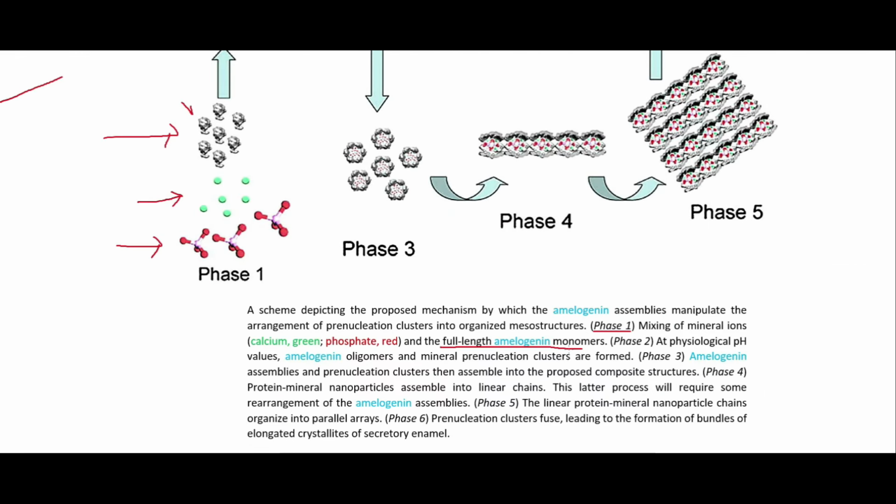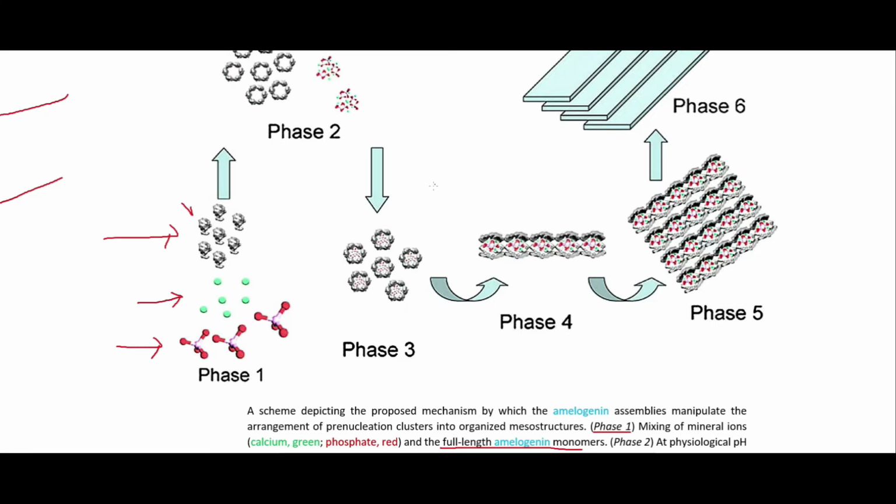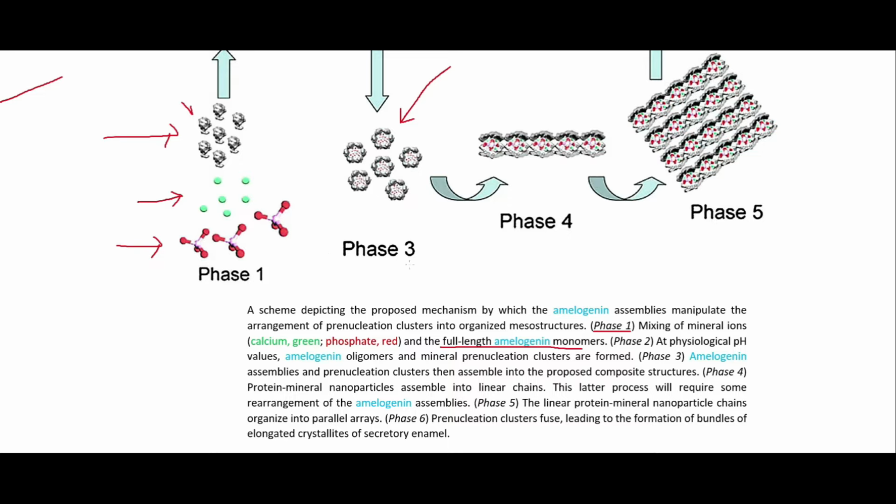And so in phase three, the amelogenin assemblies and pre-nucleation clusters then assemble into the proposed composite structures. So the calcium and phosphate is going inside those oligomers in phase three there. Then in phase four, protein mineral nanoparticles assemble into linear chains. So that's what's going on right here. This latter process will require some rearrangement of the amelogenin assemblies. Then in phase five, the linear protein mineral nanoparticle chains organize into parallel arrays. So that's what's going on here.